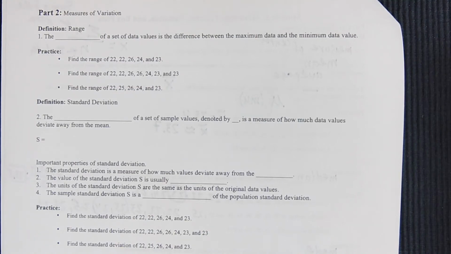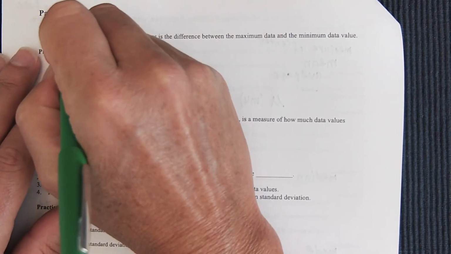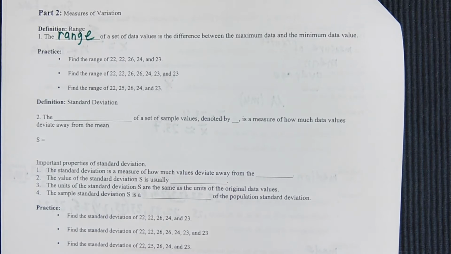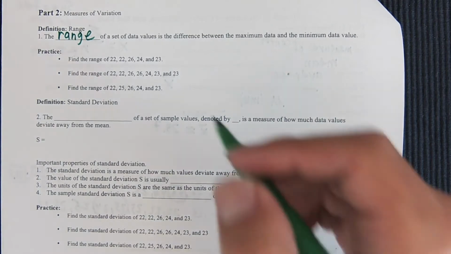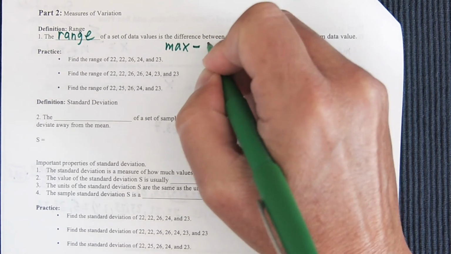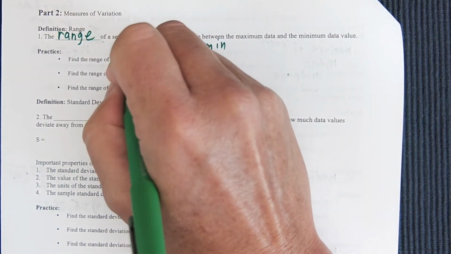And welcome back, everybody. We are in Chapter 3, Part 2. We're going to be talking about variation. And before we jump into that, we're going to start with a definition of range. What we mean by that in a statistics class is the max value minus the minimum value. This is the range.